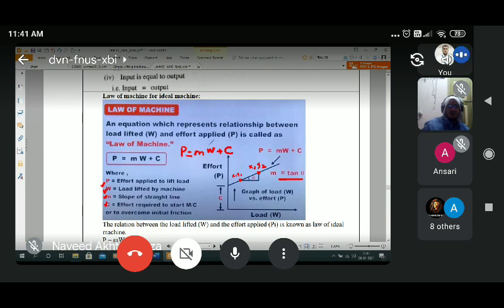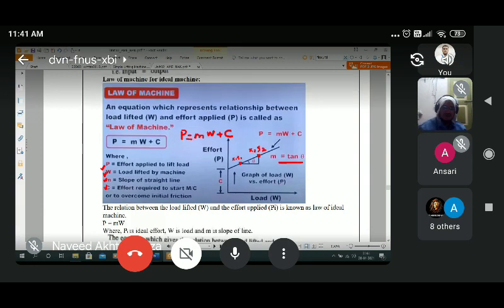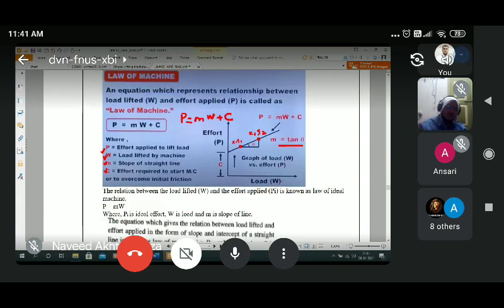This is the law of machine: whenever we lift any object from one place to another, that is the effort, and the theta value, tan theta value, is nothing but m, and m is the slope of your straight line. So you know that if you plot the effort applied and load, it is always a straight line.